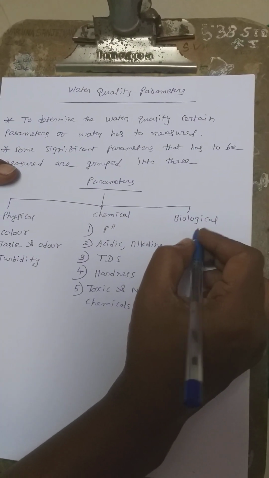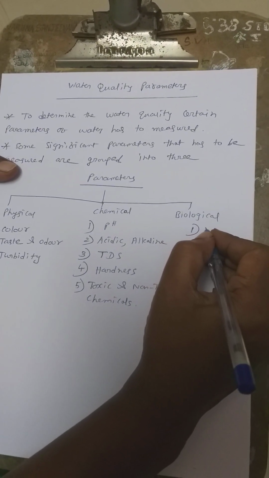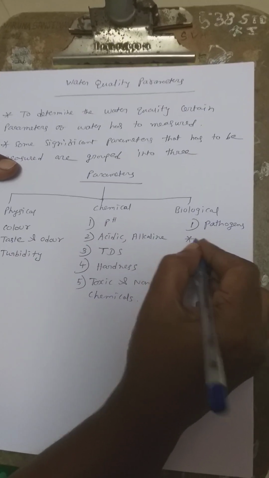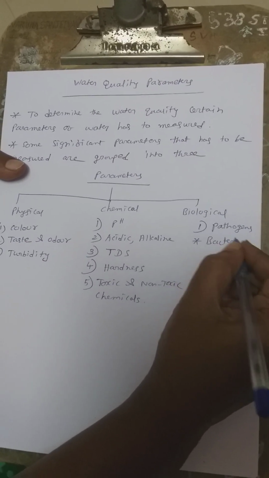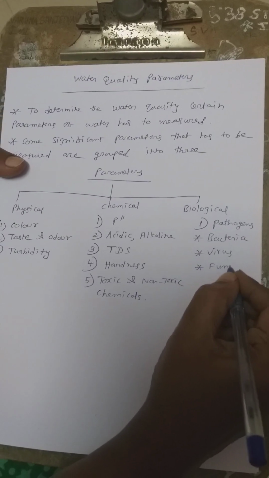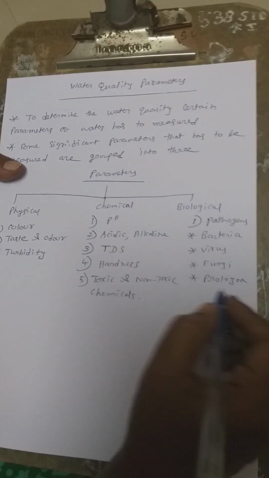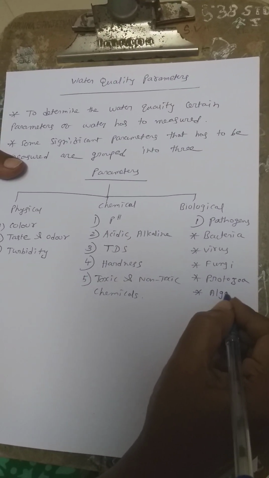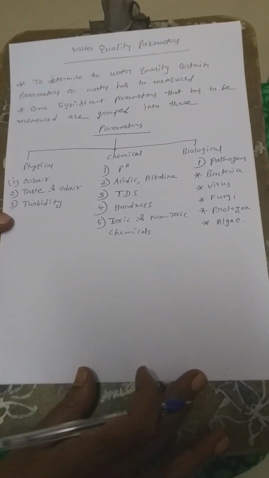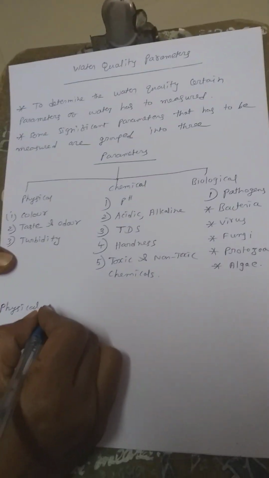And biological parameters are measurement of pathogens present in water. The pathogens may be bacteria, virus, fungi, protozoa, algae. So let us see the physical parameters of water.